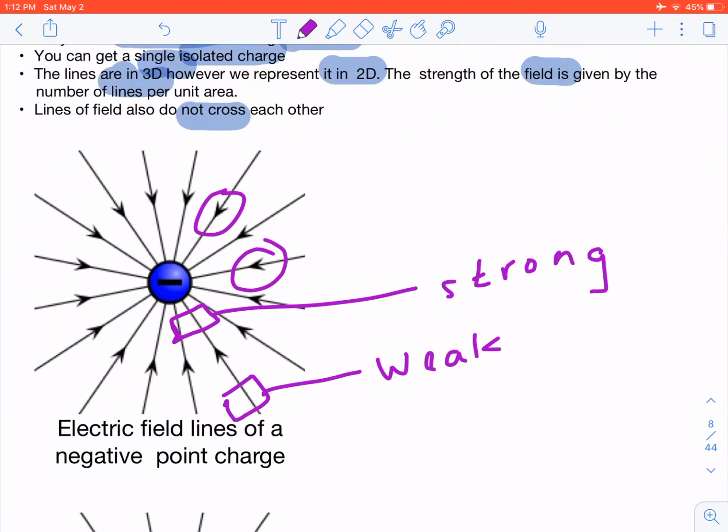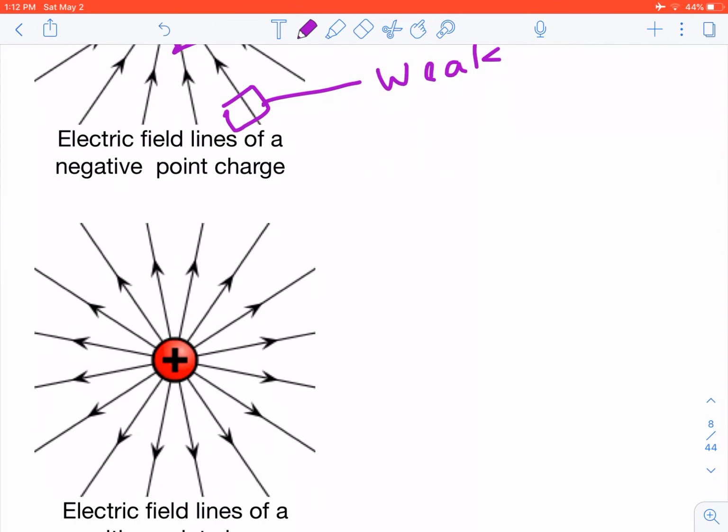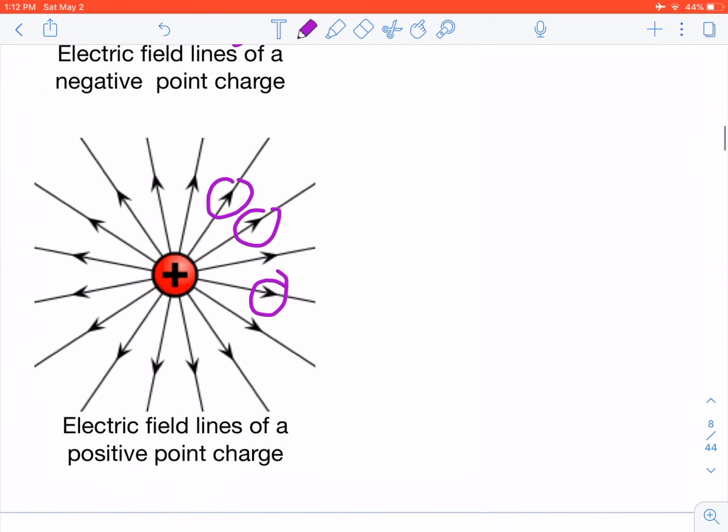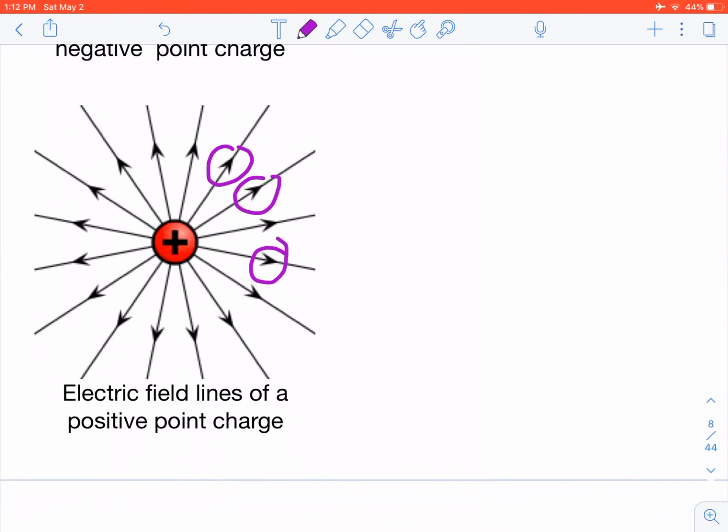Remember, here we are now looking at the field of charged particles. Here we have a positive charge, and it's the same field, but here the field is moving outwards. So the electric field lines of a positive point charge move outwards, and they are symmetrical. I've illustrated them there.